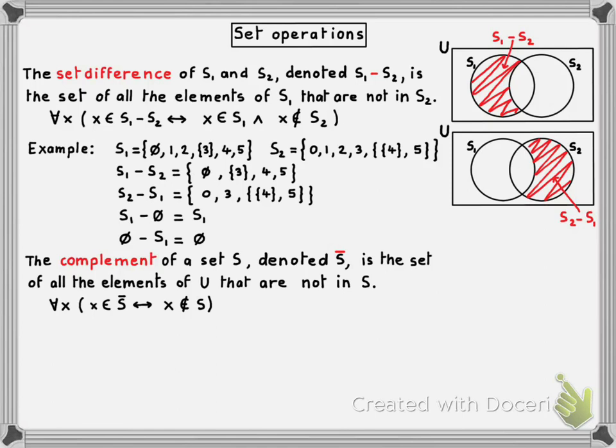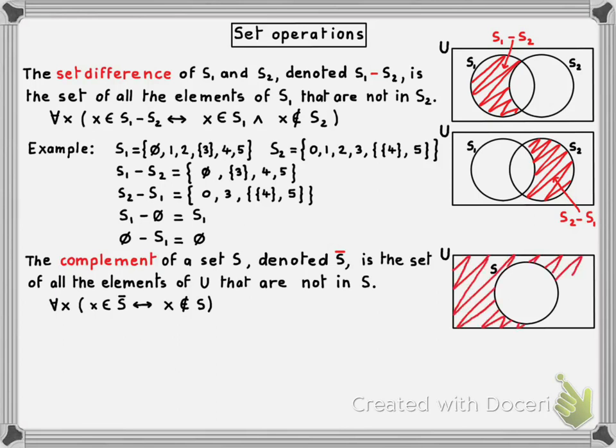Let's again illustrate this definition with a Venn diagram. Now this time we only need one circle for the set S, and the elements of the complement of S are all of those elements that are in the universe but not in S, namely all of the elements outside of the circle but still inside the universe.